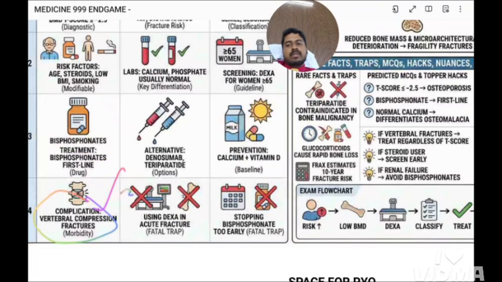What are the complications? Vertebral compression fractures can occur. DEXA is not used in acute fracture because there is no point. We want to see bone mineral density, mass density. So that's why we don't use it in acute fractures.